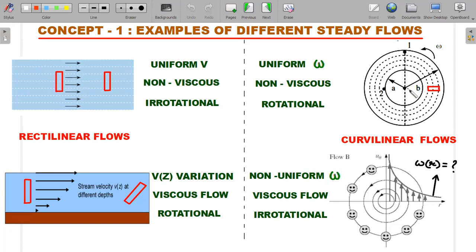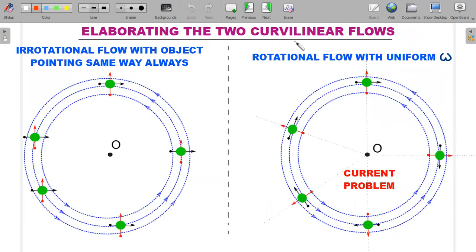For new people, it will be slightly difficult to visualize these two diagrams. Let me slightly enlarge it in the next slide. So, elaborating the two curvilinear flows, I have taken the liberty to draw them again. Right on the left side, what I was pointing about, that smiley ball, I tried my best to depict it in a different diagram. Irrotational flow with object pointing the same way always. Can you concentrate on this black arrow? If the black arrow is always pointing towards the rightward direction, this type of body movement is called translatory motion. The arrow is always pointing towards the right.